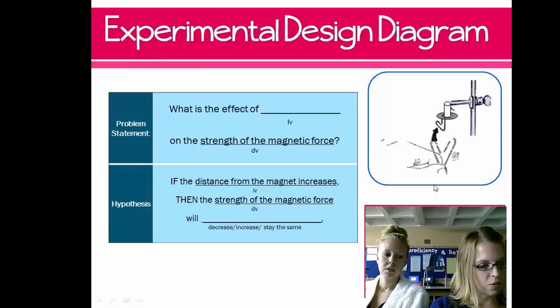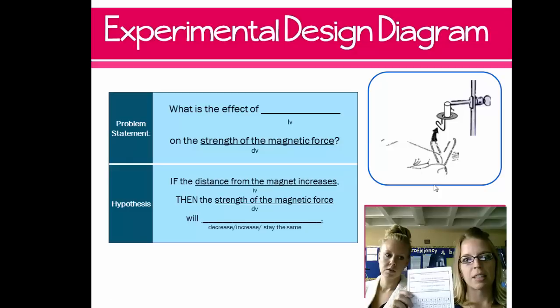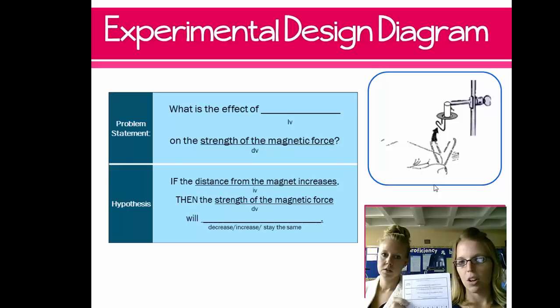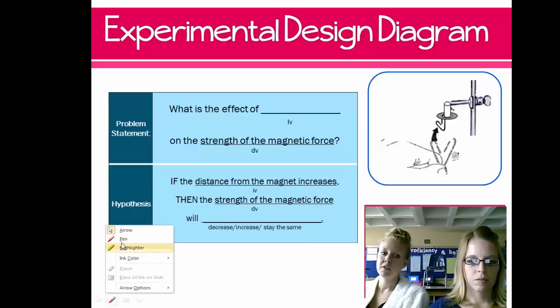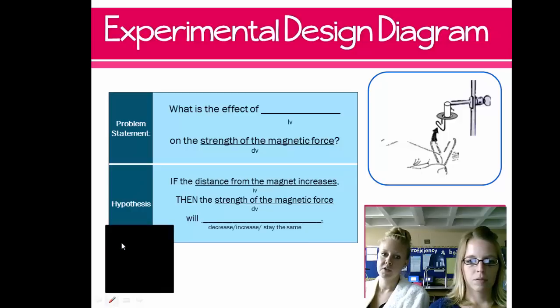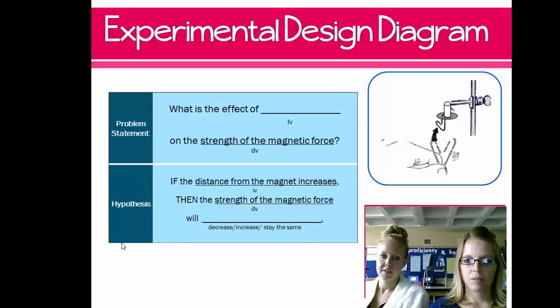Okay, welcome back. You should have read your procedures. Now we're going to help you fill out this lab experimental design diagram together. We'll do this for the first 2 labs, and then we expect you to become big kids and do it on your own. In order to fill out the problem statement, we've already given you the DV, or the data variable. So you need to identify what the independent variable is. What is it that you are going to be changing? If you didn't read your procedure, it's going to be hard to identify this.